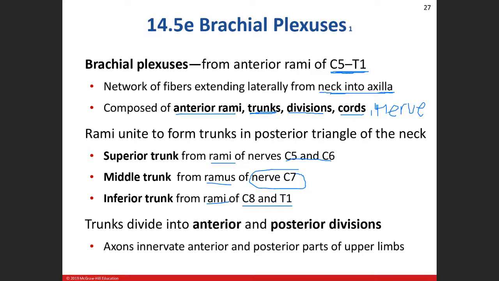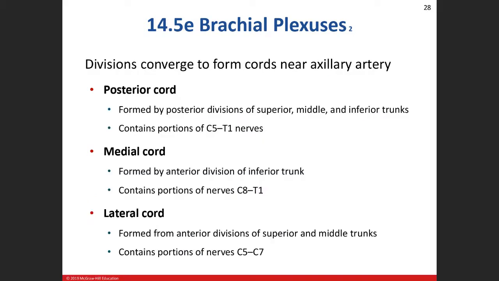which will then, when we talk about what's clinically significant about the anterior and posterior divisions, is the parts of the upper extremity which they innervate. The anterior divisions are going to innervate the anterior portions of your upper extremity. So it'll be the anterior portion of your brachium, which is the arm, and then the anterior portion of your forearm, the antebrachium there. And then after the divisions, we get our chords.